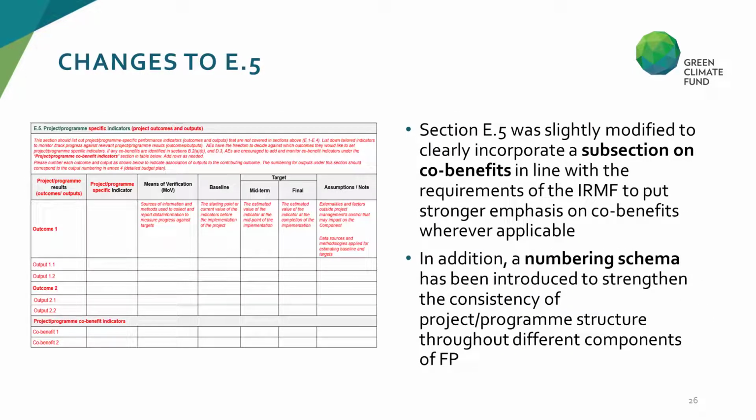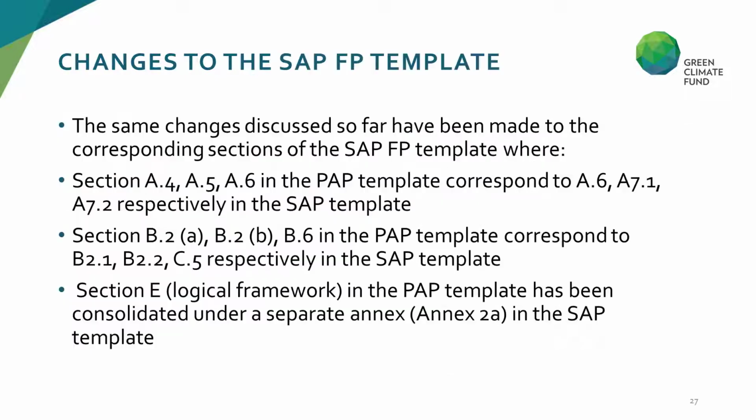We are coming towards the end of my presentation. This slide covers the last section, that is E5, where only minor modifications have been made. The key change relates to the addition of a co-benefit indicator table with a view of supporting AEs to monitor co-benefit results of respective project program as encouraged by the IRMF.